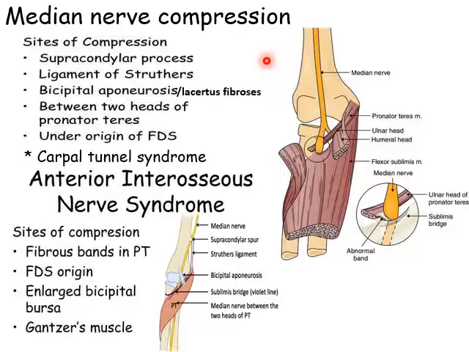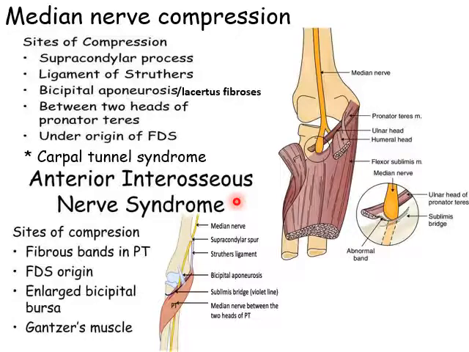So this median nerve can get compressed at various sites, being the supracondylar process, the ligament of Struthers, and the bicipital aponeurosis thickening, which is also called lacertus fibrosus, between the superficial and deep heads of the pronator teres, under the aponeurotic origin of flexor digitorum superficialis, and it can also get compressed within the carpal tunnel, which is called carpal tunnel syndrome.